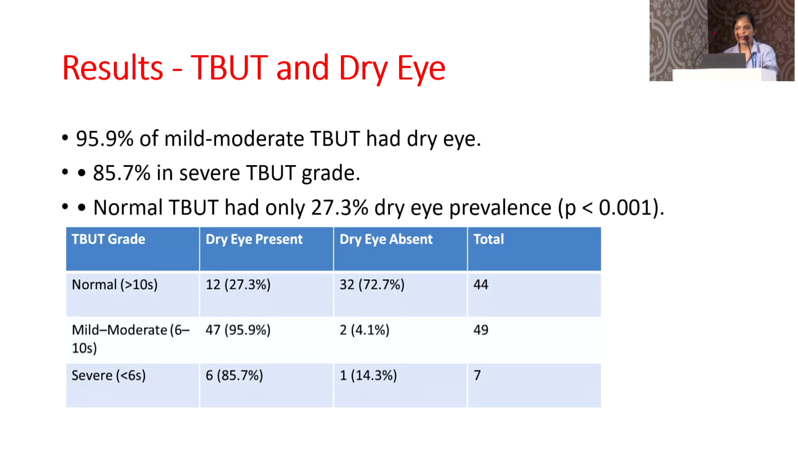In tear film breakup time and dry eye, 95.9% of mild to moderate cases had dry eye, and 85.7% in severe TBUT grade, and normal TBUT had only 27.3% dry eye prevalence, with p less than 0.001. With more than 10 seconds of tear film breakup time, dry eye is present in 27.3%, absent in 72.7%. In mild to moderate cases it is 47%, and in severe cases 80.5% have dry eye.